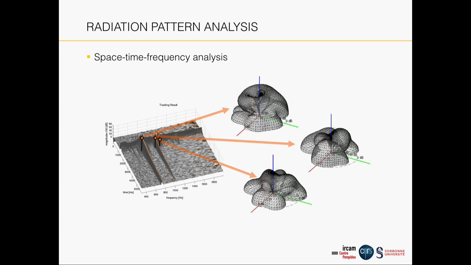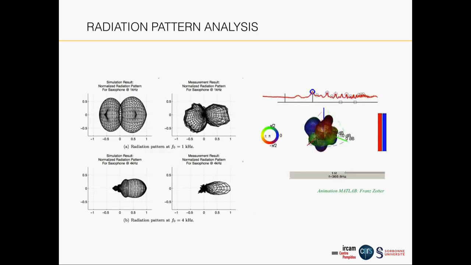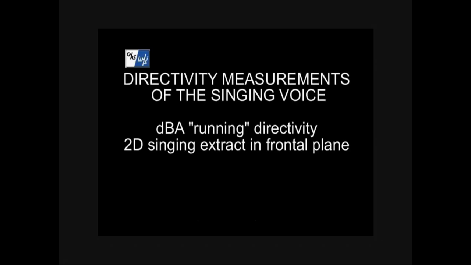Then you can apply some partial tracking on your instrumental sound, and for each partial, you attach a sound field. So this would be the saxophone we've been measuring. This is the fundamental frequency, and when the fundamental frequency shifts, you can see that the saxophone varies in its radiation characteristics. So this is just to say we know how to analyze the radiation characteristics of an instrument with very high precision over space, time, and frequency.